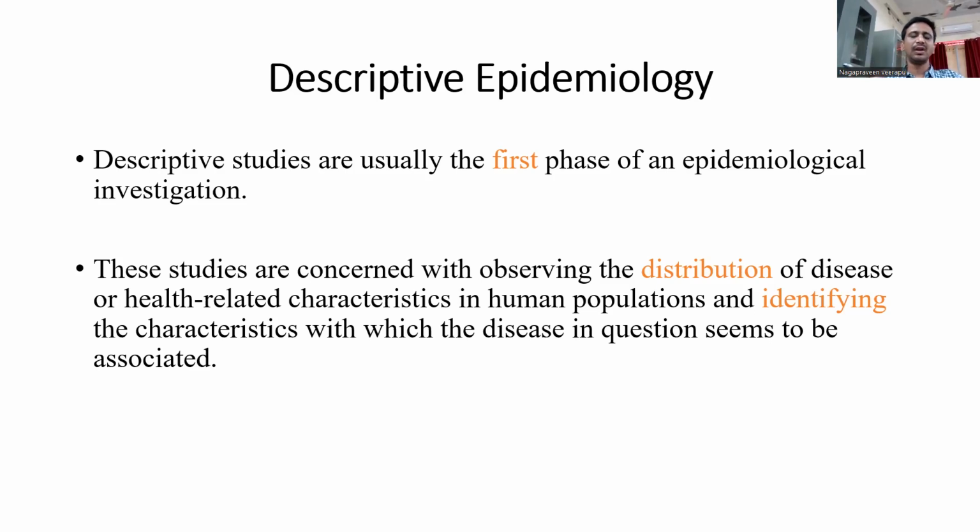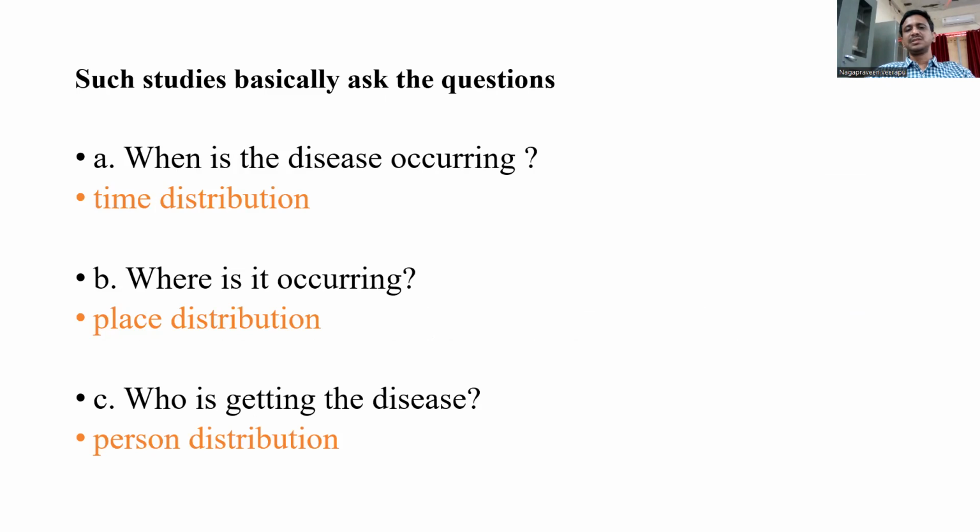But we will not test the things in here. Just we identify these are the things which are present, but we didn't establish any type of association. Just we will see the things which are associated with the disease outcome or health-related process. Such studies basically ask questions. What are those questions? When is the disease occurring? Means the time distribution. Where is it occurring? That is place distribution. Who is getting the disease? Who are the persons who are getting the disease? That is person distribution.